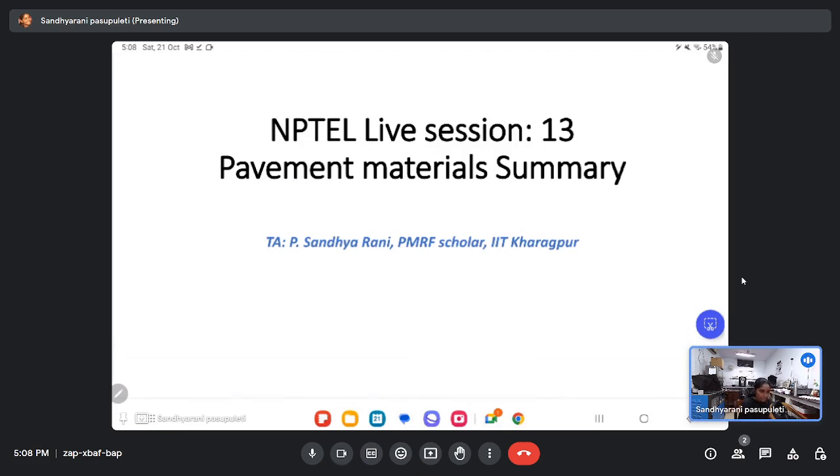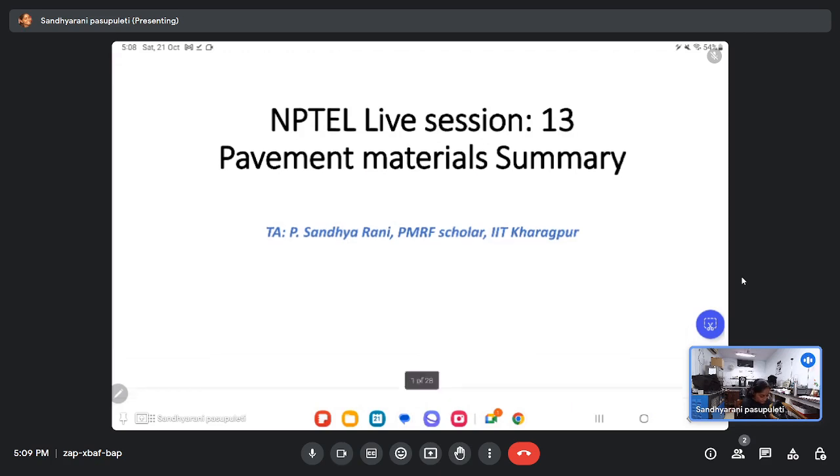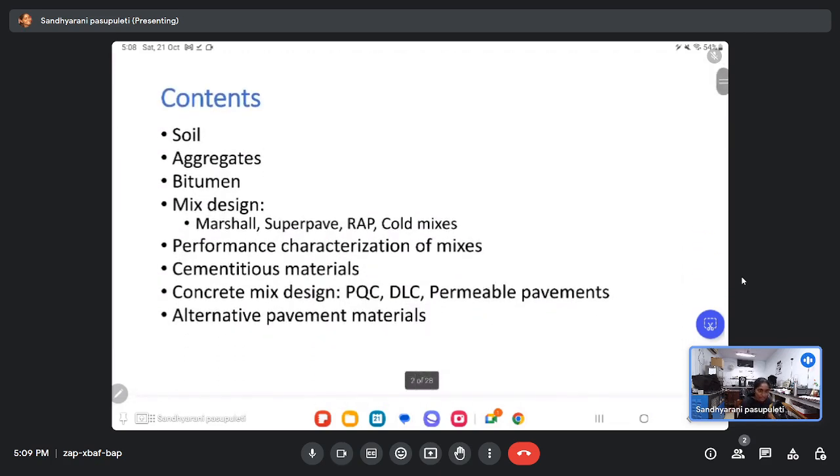Today we will be discussing the summary of the entire course lectures that we have discussed during these 12 weeks. Let us see the brief points which we are going to discuss. We started these pavement materials with the discussion of soil, then the aggregates and the bitumen. So what are the minimum properties that need to be checked before using them in pavement construction?